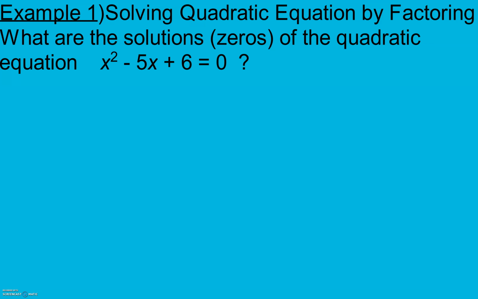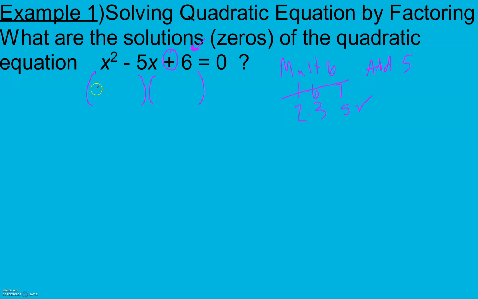What are the solutions, or the zeros, of the quadratic equation here? Well, it's already set equal to 0, which is perfect. We need that in order to solve by factoring. Now we're going to factor. So we're going to multiply to 6 and add to 5. My options for 6 are 1 and 6, which adds to 7, not what we want, and 2 and 3, which adds to 5. That's what we're looking for.